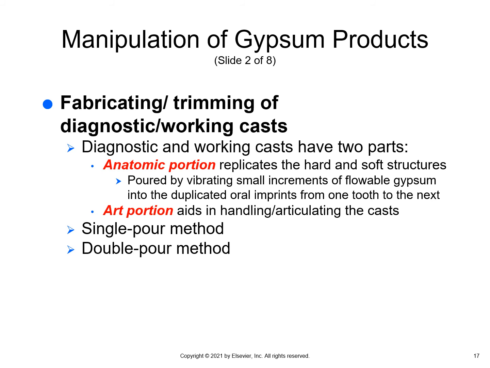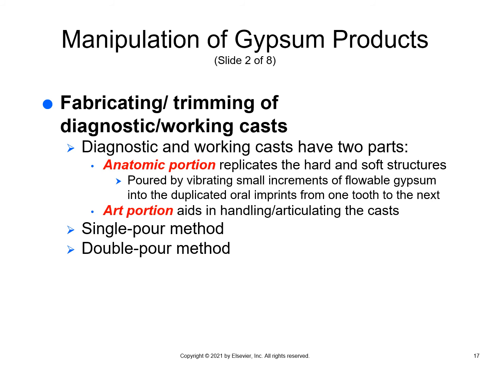So again, you're going to pour by vibrating small increments of flowable gypsum into those duplicated oral imprints, and you're going to let that move from one tooth to the next very slowly, letting little amounts fill up that anatomic portion. The art portion will aid in handling and articulation of the cast. So that's basically a base that we pour, and we have base formers that you fill with stone, and those are pretty simple. You just fill them with large increments of stone with it on the vibrator so that it will get rid of any air bubbles within that material.